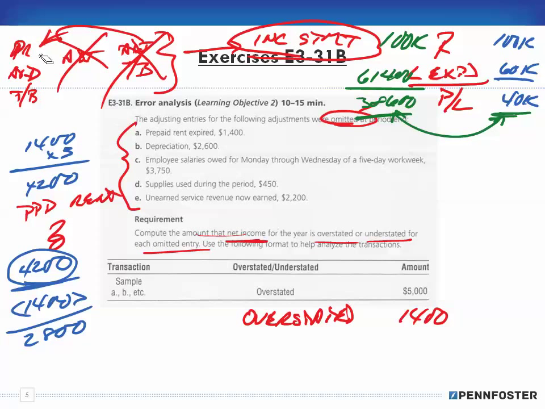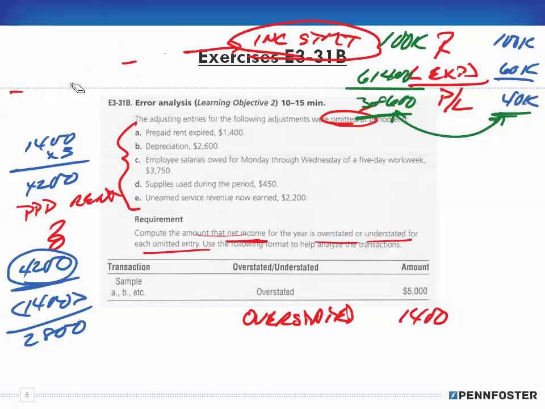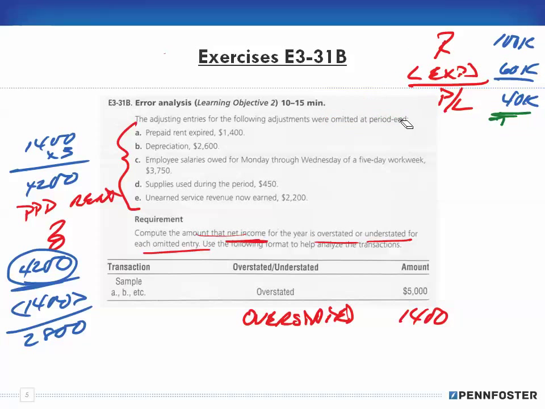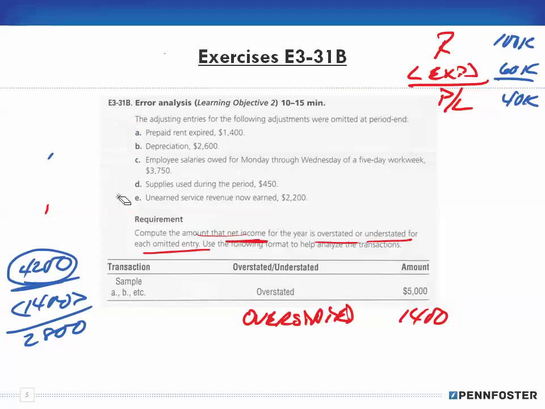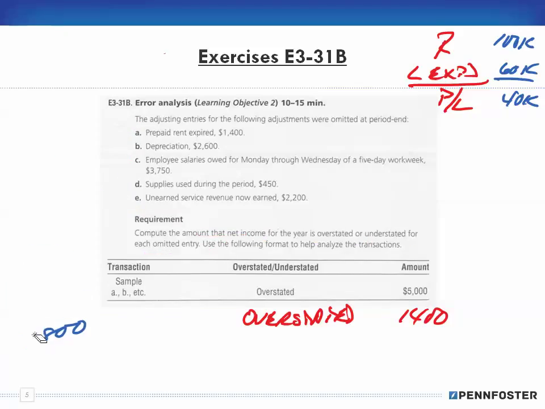Okay, so I'm going to erase all of this, but that's the thinking process that we're going through and working through the rest of these entries. Okay, and I'm going to keep that right there. I'm going to get rid of this. So that was A, and we'll use these numbers for the income statement in order to work through the rest of these.